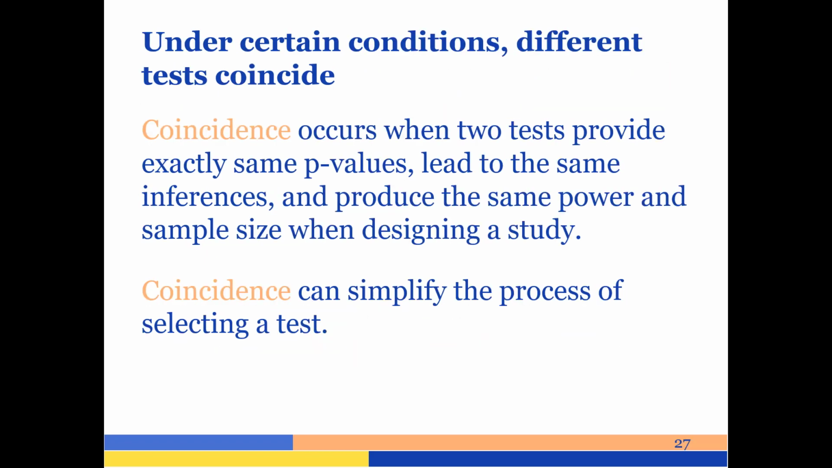Under certain conditions, there will be different tests that have what we call a coincidence. This occurs when they give the exact same p-values and lead to the same conclusions. They also produce the same power and sample size when you design a study. Coincidence is what really underlies GLIMPS and how it works. For example, coincidence between the tests used in a general linear multivariate model and a reversible mixed model can really simplify the process of selecting a test.